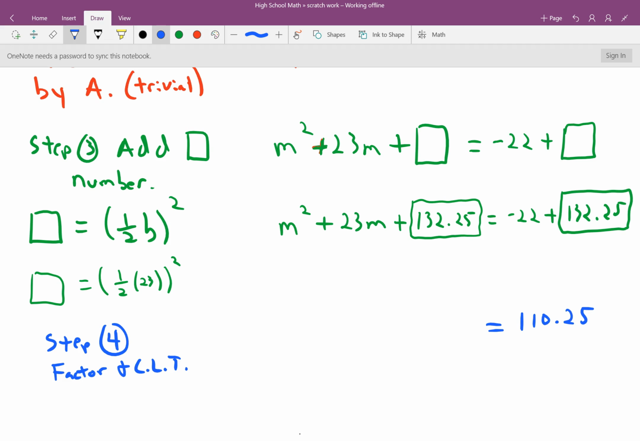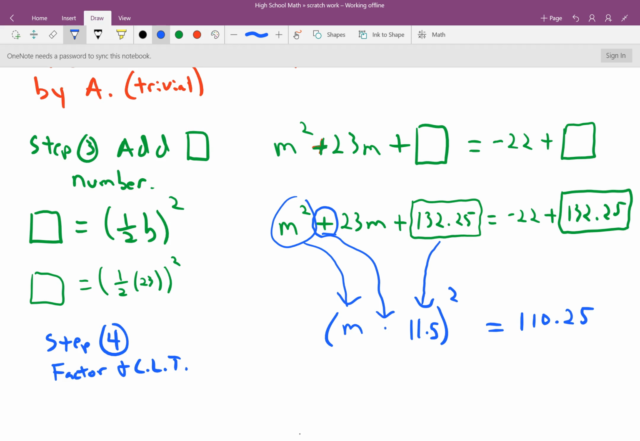And now I'm factoring this thing. It very easily factors into one binomial squared. Square root of the first term goes first. Square root of this one goes last. And the square root of this one is also going to be the half of that one, because remember, that's how we got that number. And this operator will be the operator in the middle. The square root of the first one first, square root of the last one last, that operator there in the middle.